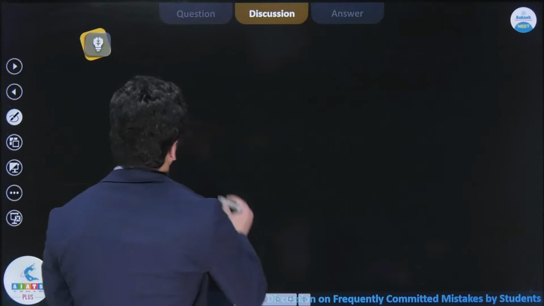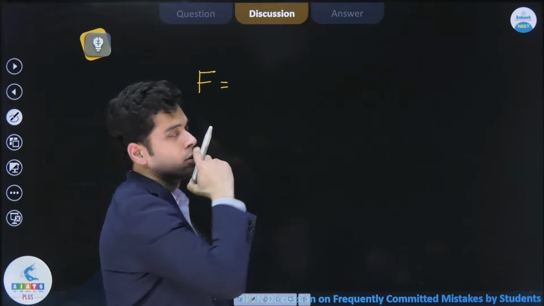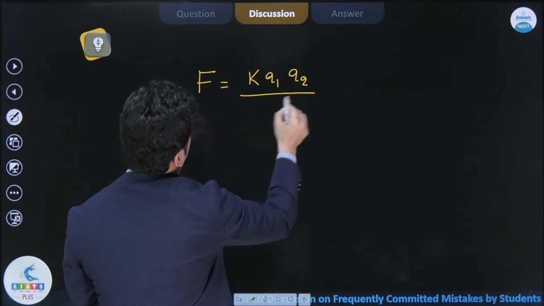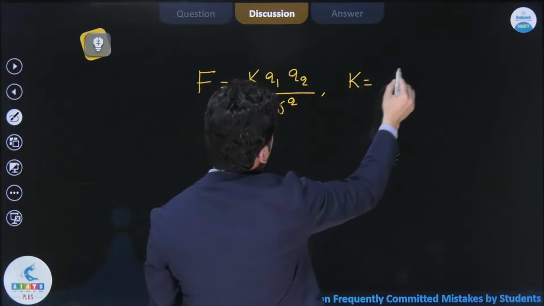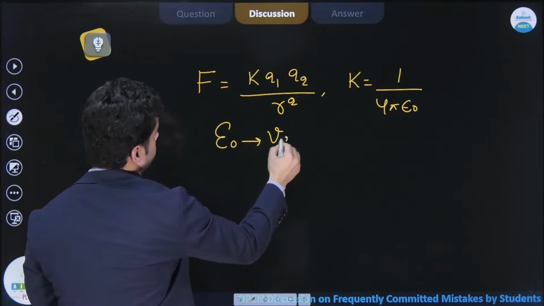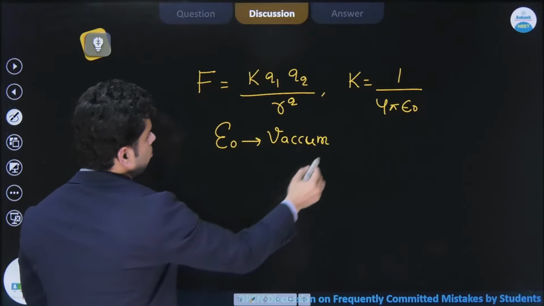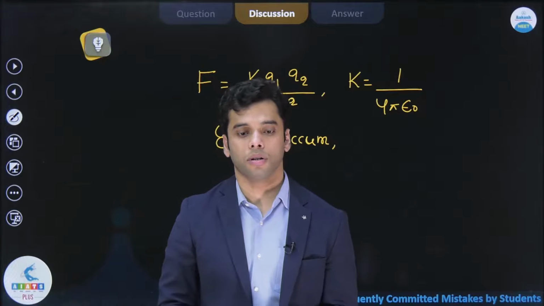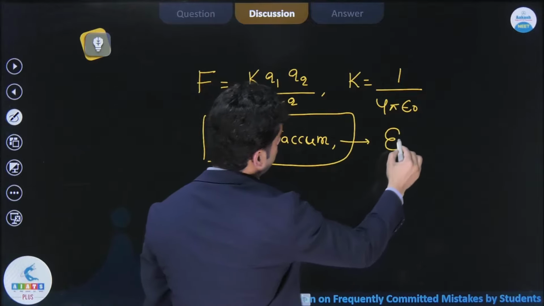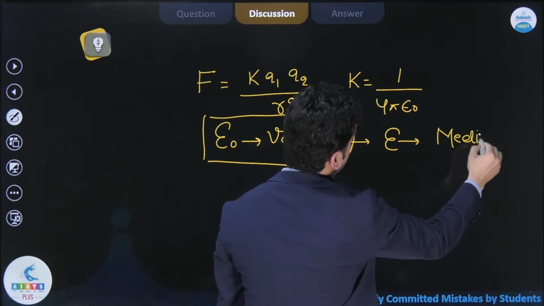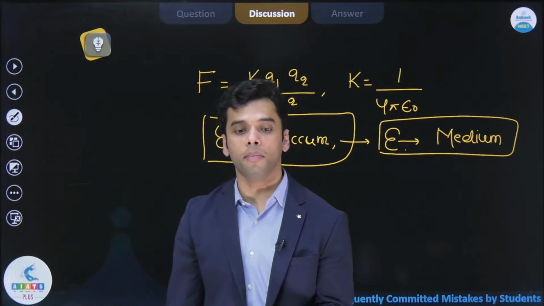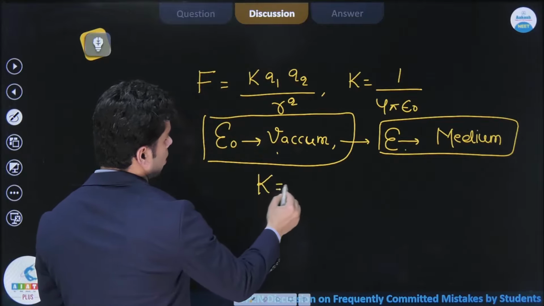See, the electrostatic force between two point charges, the standard expression is k Q1 Q2 by r square, where k is 1 over 4 pi epsilon naught. Now this epsilon naught is for vacuum. If you have any other medium, there you will put the epsilon of that medium. This will be the permittivity of the medium. This is for the vacuum, this will be for the medium. And the dielectric constant K will be equal to epsilon by epsilon naught.